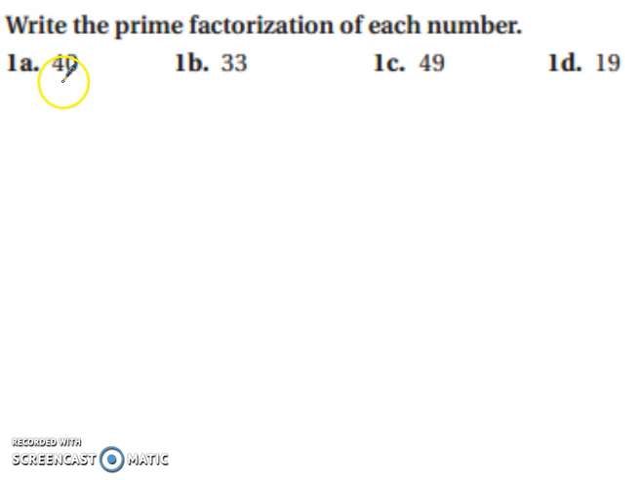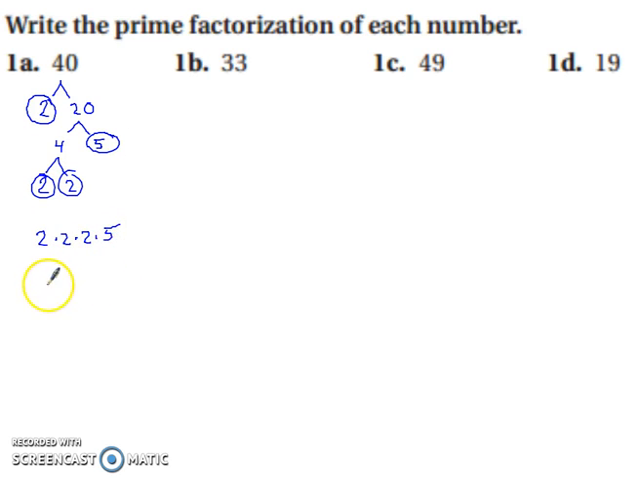So for 40, we can start by dividing that however you'd like. We can start with 2. So if we do, we have 2 and 20. 2 is prime, so we're going to keep that one. And then we can split 20 into 4 and 5. 5 is prime, so that one stays. And then we have 4, which breaks down into 2 and 2. So now we have 2 times 2 times 2 times 5, which will be written 2 to the third times 5.